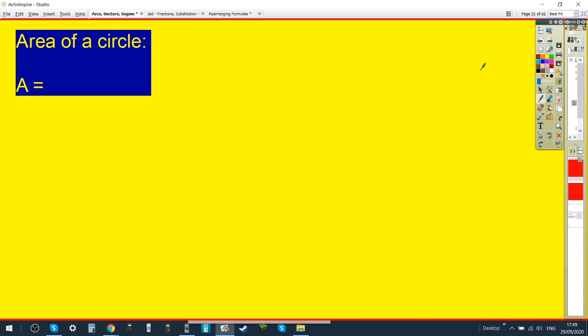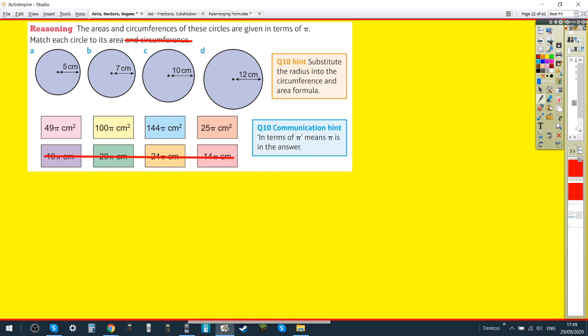Wait, I think I remember. Area of a circle. Pi r squared. Pi times radius squared gives you the area of a circle. Match up.